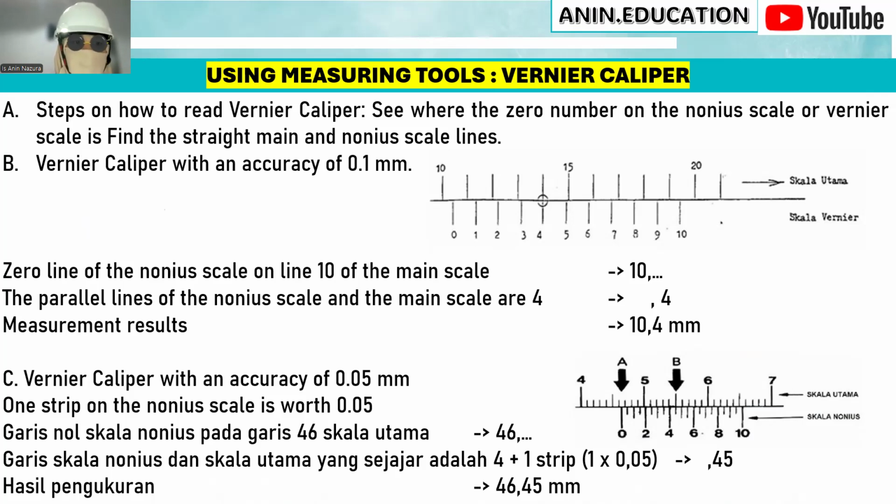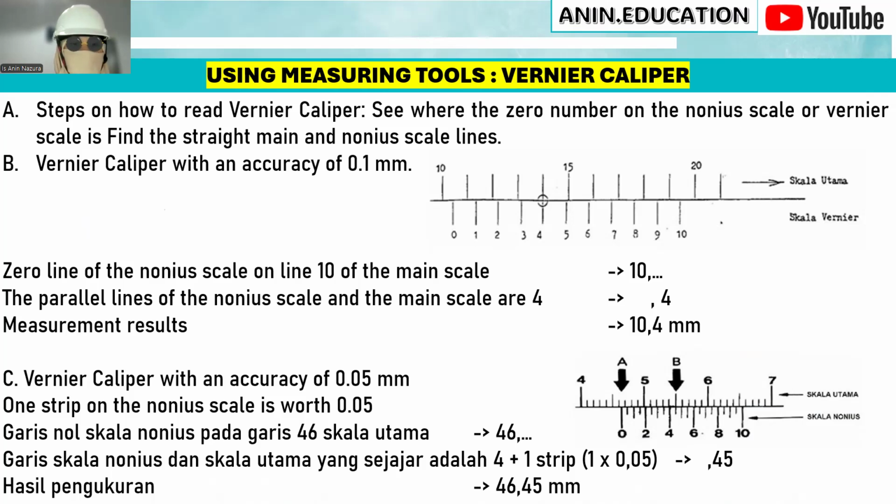the line of the nonius scale on the line of the main scale 10, and the parallel lines of the nonius scale and the main scale are the fourth line. The measurement result is 10.4 millimeters.